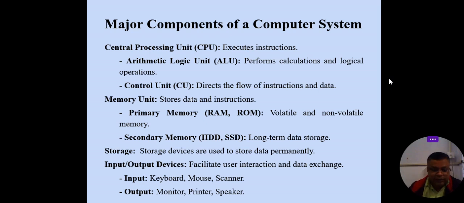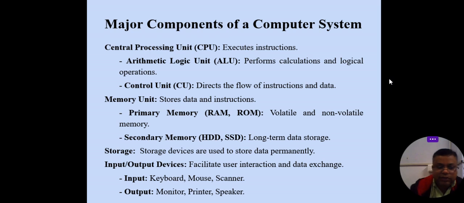Now, let's discuss the components of a computer. CPU. The central processing unit is often referred to as the brain of the computer. It is responsible for executing instructions and carrying out calculations. The CPU consists of one or more processing cores, each of which can execute multiple instructions simultaneously using a combination of arithmetic logic unit and control units.